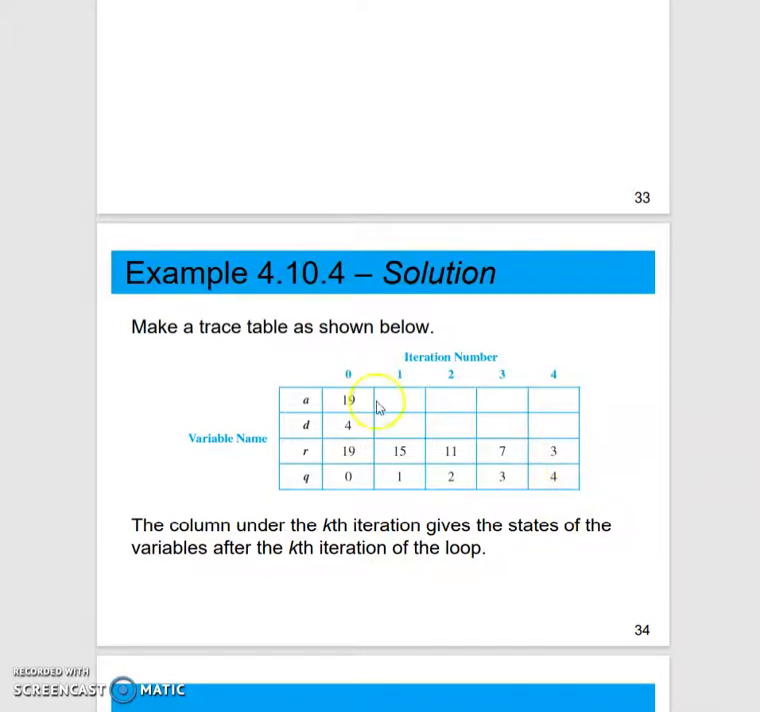At this point, R is now less than D. That's why we finally stopped. And basically, I'm counting up how many times I go through it. And that's what gives me that Q value, the quotient.